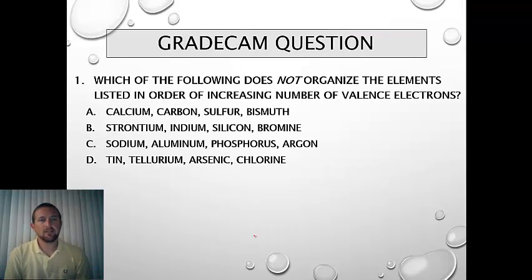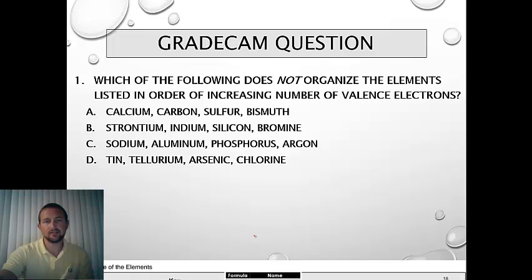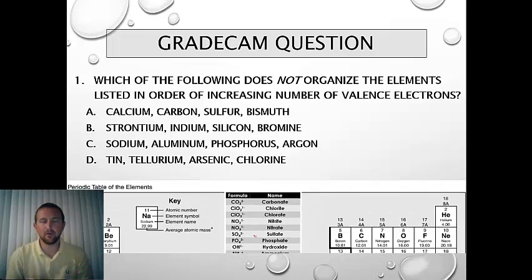The next question, which of the following does not organize the elements listed in order of increasing number of valence electrons? So we're looking for the one that does not order them correctly. Again, our periodic table is going to be essential, where column number represents numbers of valence electrons.